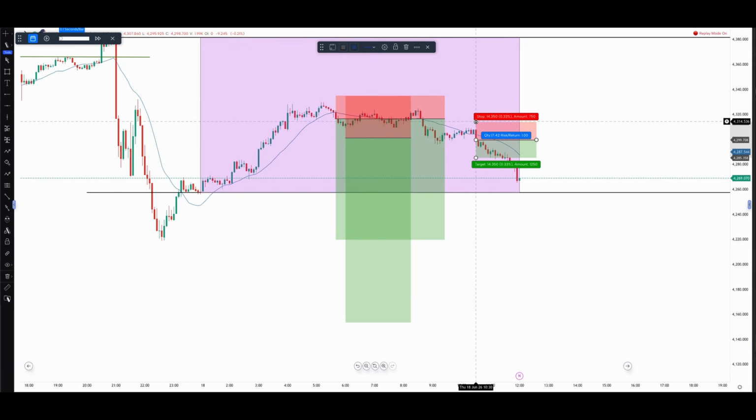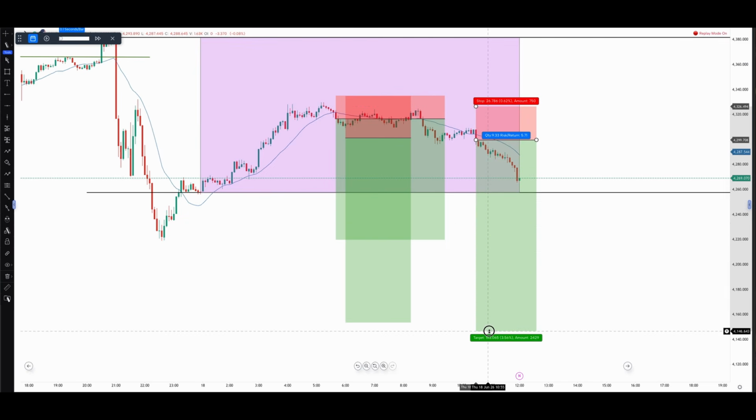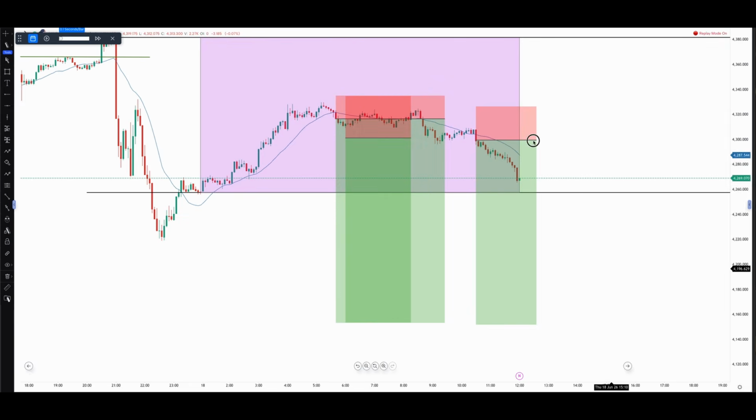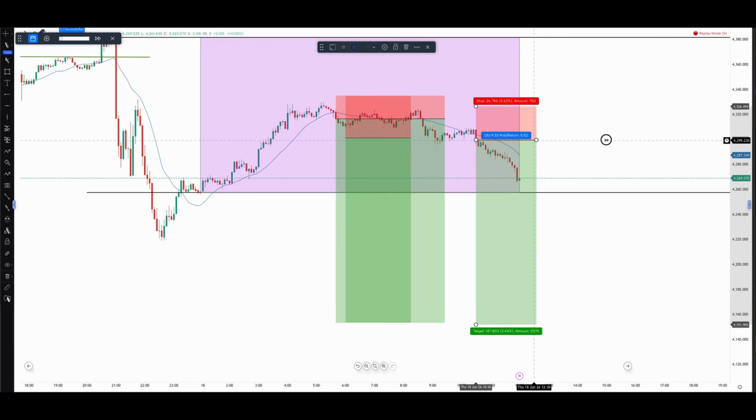I want to give you all the entries so that you can see that you can use this strategy during all sessions, including the Asia session, but it is better to trade it during London and New York. Let's put all the take profits at the same level right here down, so that we see if all the trades can reach that level right there. So let me just move this forward still, and then let's see.